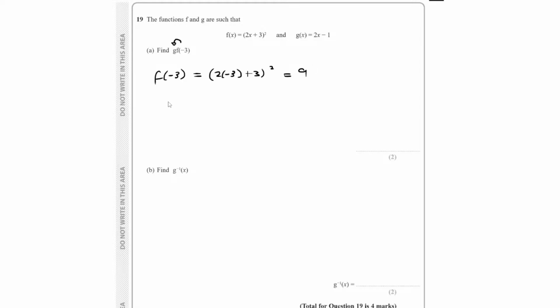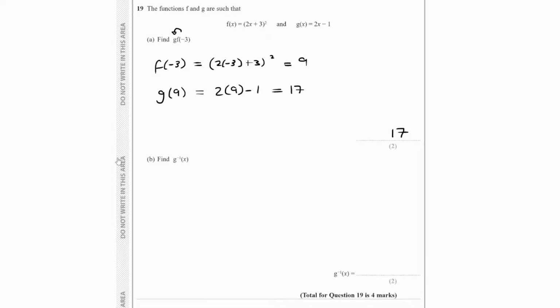And then that answer, you can then sub into g. I find that a bit easier. Obviously, if they just ask for the composite function, if that's just x, you'd obviously just have to take the whole of this and sub it straight in, okay? But if you've got a number, it's a little bit easier. So 2 times 9 is obviously 18, minus 1 is 17. Literally, that's the answer to part A, 17.